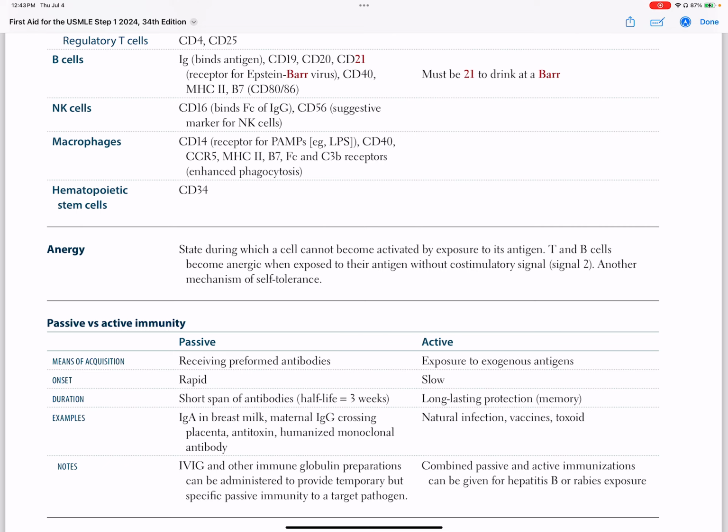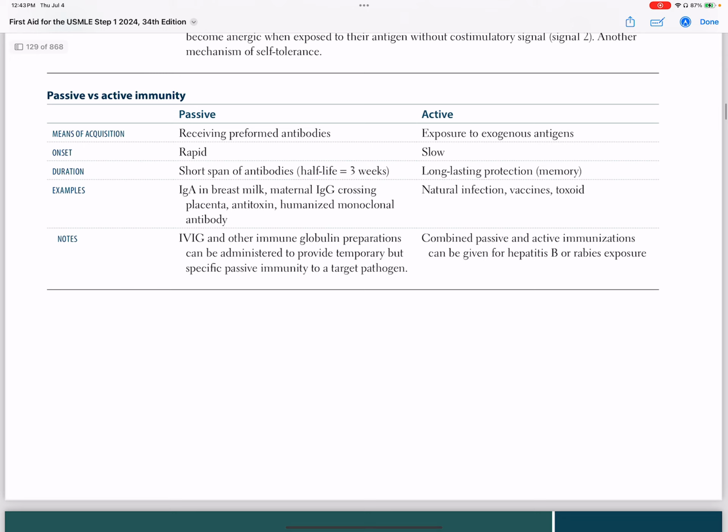Another mechanism of self-tolerance. Passive versus active immunity. Passive is receiving the preformed antibodies. Active is taking the antigen, exogenous antigen exposure. Onset is rapid in passive, and slow in active. Duration: short span of antibodies, half-life is 3 weeks. Active is long-lasting protection because you have memory.